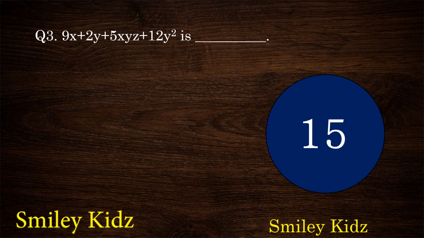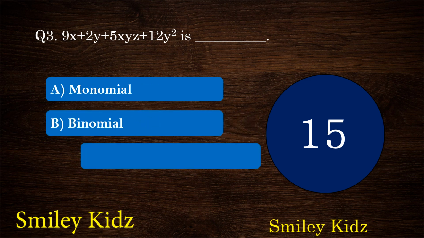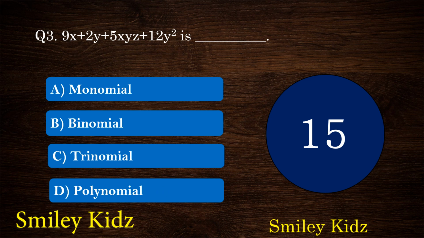Moving ahead to question number 3 on your screen. 9x plus 2y plus 5xyz plus 12y square is dash. So which type of expression is being asked? The options are A, monomial, B, binomial, C, trinomial, or D, polynomial. Read the options carefully. Your time starts now.